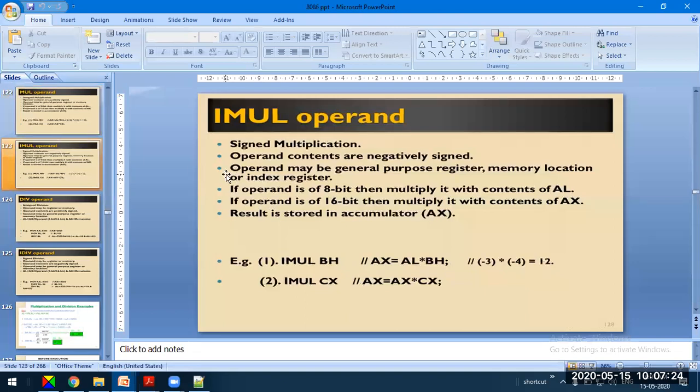The IMUL instruction is used for signed multiplication. Here the operand contents can be negative or positive. One can be negative, the other can be positive, or both can be negative. In such cases, when we are dealing with negative numbers or signed numbers, we go for the IMUL instruction instead of the MUL instruction. The operand may be a general purpose register, memory location, or index registers.